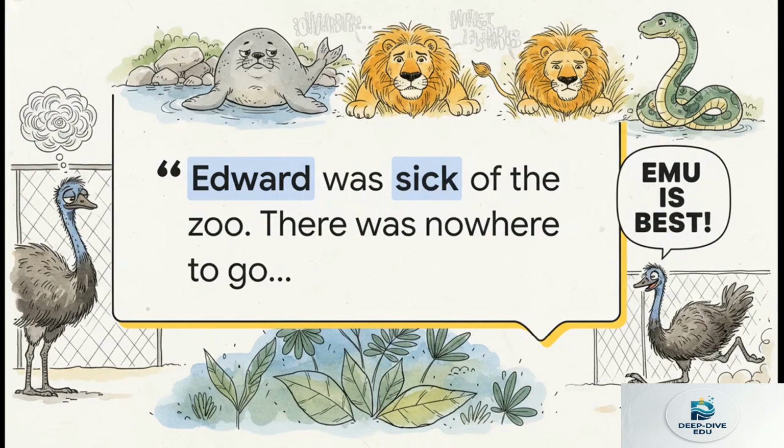He hears someone say the seals are the best, boom, he becomes a seal. He hears someone praise the lions, he becomes a lion. He's constantly shifting his identity based on what he overhears the crowd validating. This keeps going until he finally overhears a visitor say that, actually, the emu is by far the best animal at the zoo. Hearing this, he rushes right back to his enclosure.